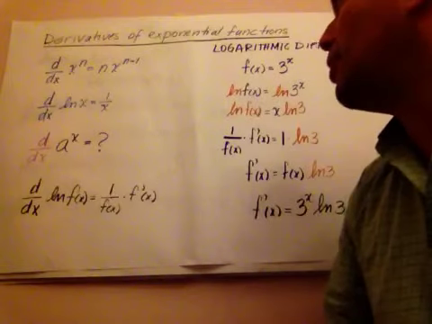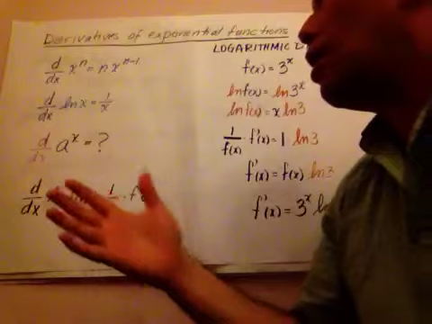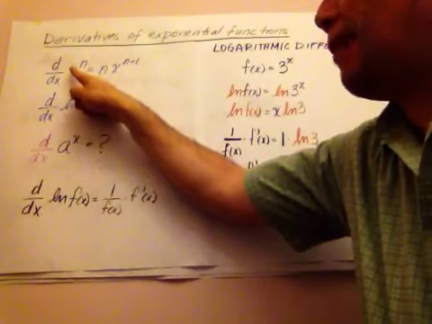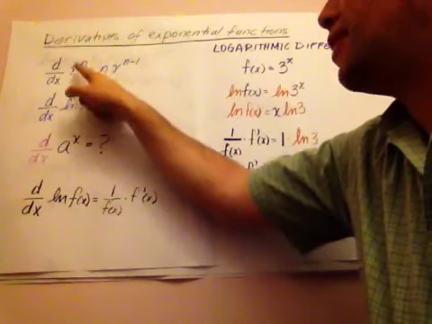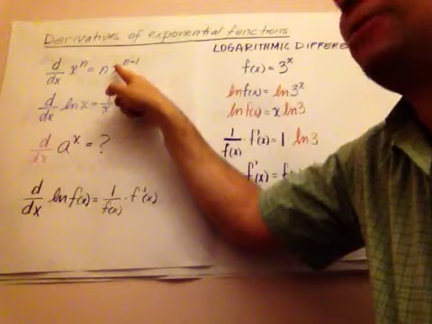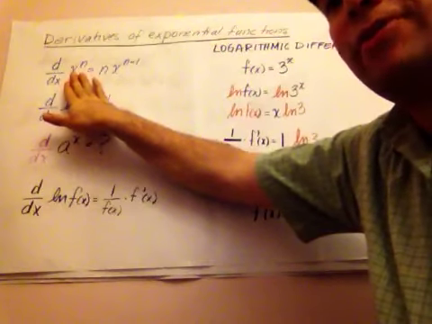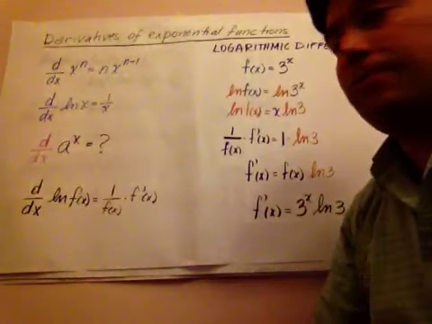Today we're going to see about derivatives of exponential functions. We already know that the derivative of a variable to a constant, x to the n, is n times x to the n minus 1. This is not an exponential function. This is a power function.